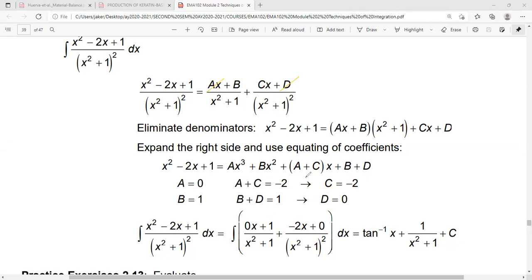So your b is 1. And its denominator is x squared plus 1. So you have it there. That should give you an arctan of x. And for the cx here, that's your c is negative 2. It's here, negative 2. And your denominator is already the repeated quadratic factor, x squared plus 1 quantity squared.